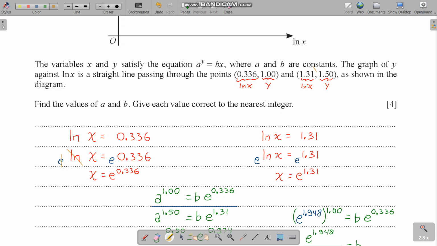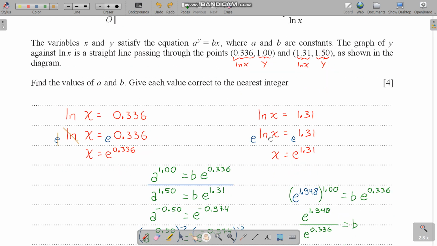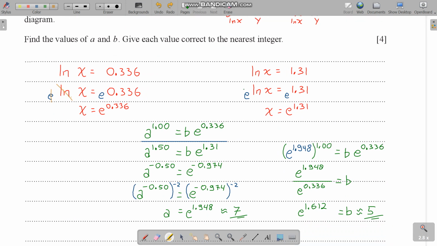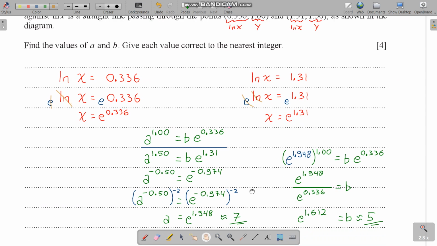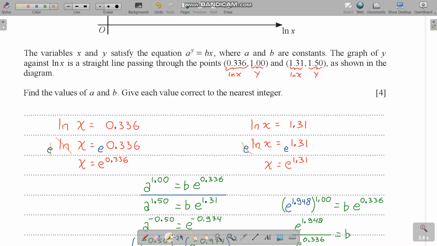We do the same thing with 1.31. We get x equals e to the 1.31. Now we can divide, so we cancel out here. So we divide both equations. So you plug into this equation here, a to the power of y. If you use this point, a to the power of 1.00 equals bx. The x is this, so we use this formula.